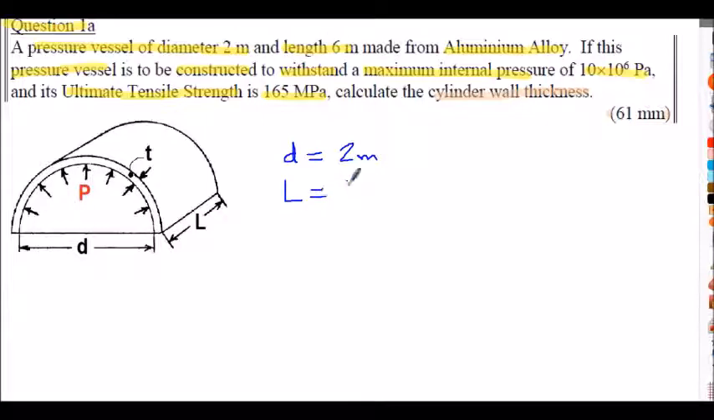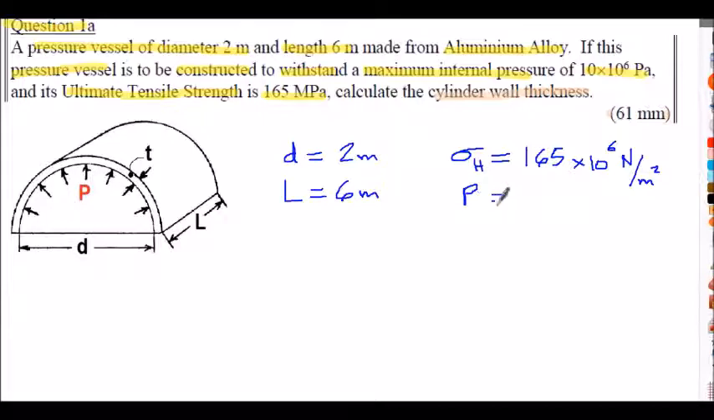The length is 6 meters, made from aluminium alloy. The ultimate tensile strength, so that's the stress that they've given us, and that'll actually be the hoop stress in our case, because that's the maximum stress in our vessel. So the ultimate tensile strength, or the hoop stress, is going to be 165 megapascals, so that's times 10 to the 6, and that's newtons per meter squared. A pascal is a newton per meter squared, and of course we're given the pressure in the question.